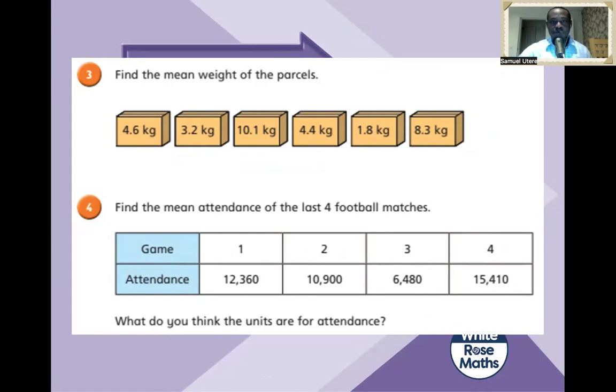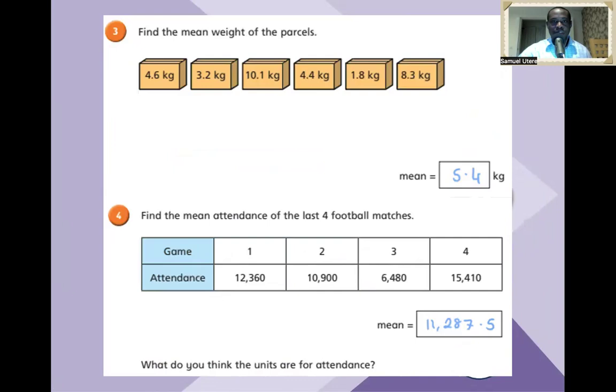All right, assuming you've paused the video and you've answered the questions, here are the answers. So here, you're required to find the mean weight of the parcels. So you have 1, 2, 3, 4, 5, 6. So you add these all up and you divide by 6. And that will give you 5.4.